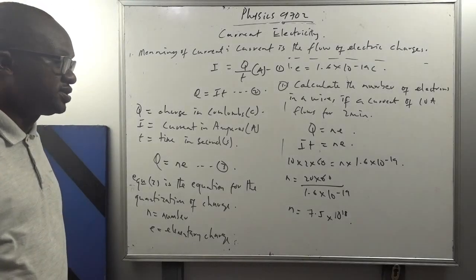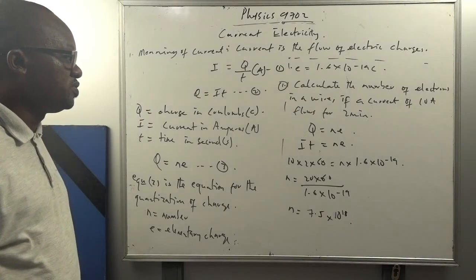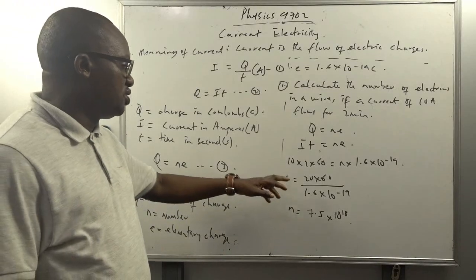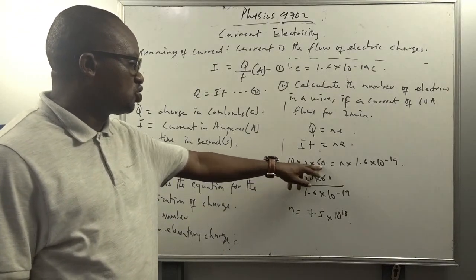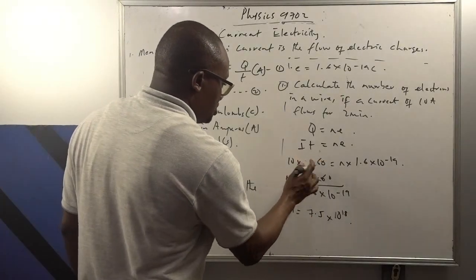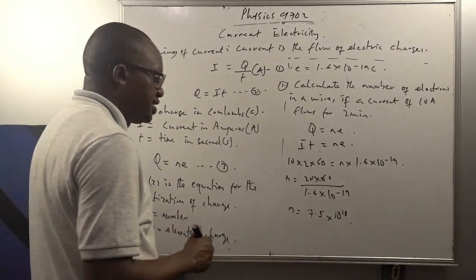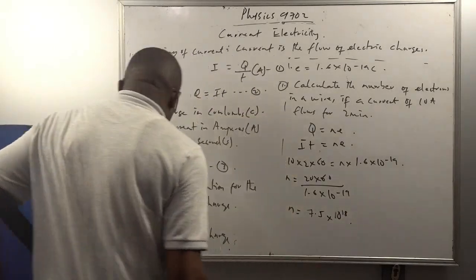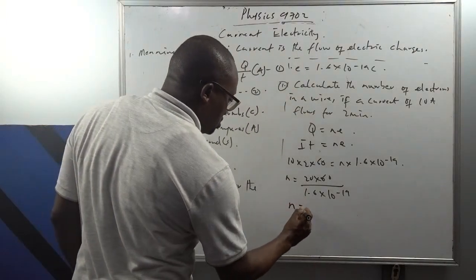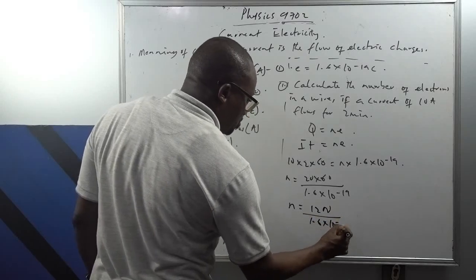Calculate the number of electrons in a wire if a current of 10 amperes flows in a wire for 2 minutes. So you have to convert this to seconds. That becomes 10 times 2 minutes, which is 2 times 60. 2 times 60 is 120. 120 times 10. I want to break this down. So this n becomes 1200 over 1.6 times 10 power minus 19.